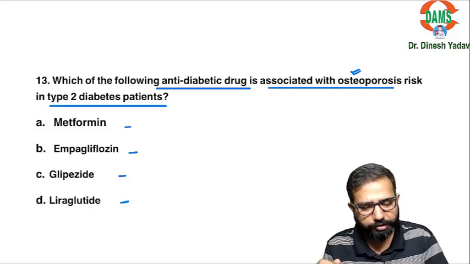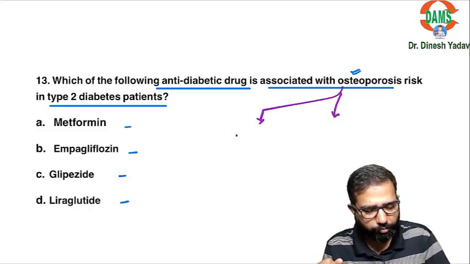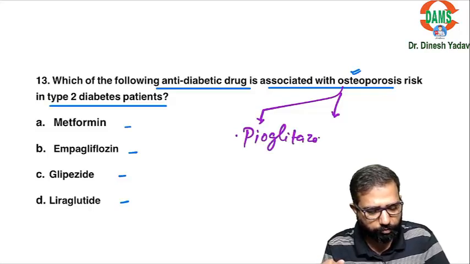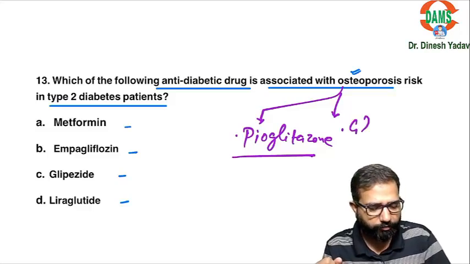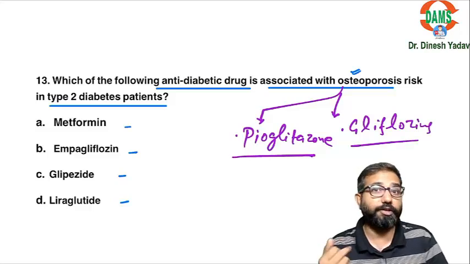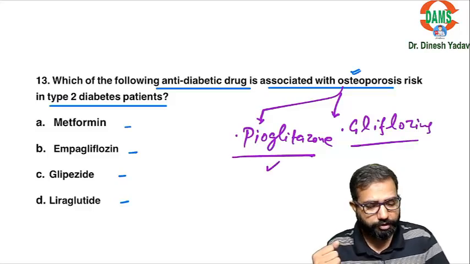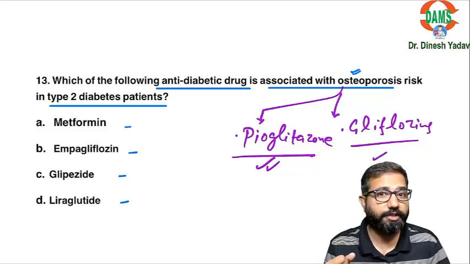There are two main drugs associated with osteoporosis in diabetes. The most important is pioglitazone, which is not in the choices. The second important is the gliflozins. These two drugs are found to cause osteoporosis. Pioglitazone has more risk, but it is not in the choices. The newer drug, gliflozin, also has this risk.